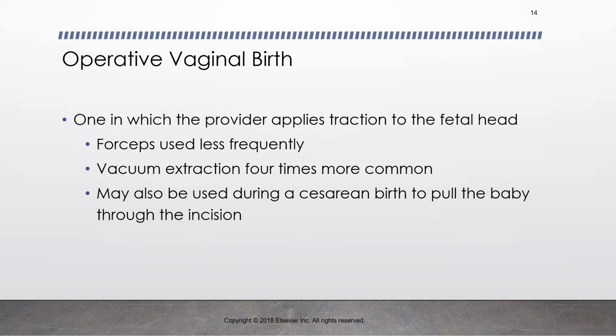Okay. Operative vaginal births, that's where the provider applies traction to the fetal head. Okay, the head might not be stuck, but there's something impeding the progress of the head. Forceps are used less frequently nowadays. Now they use vacuum extraction. I don't like either one of them, but anyway, they can also put forceps on a baby to help get the baby out of the mama's abdomen through the incision of a C-section.